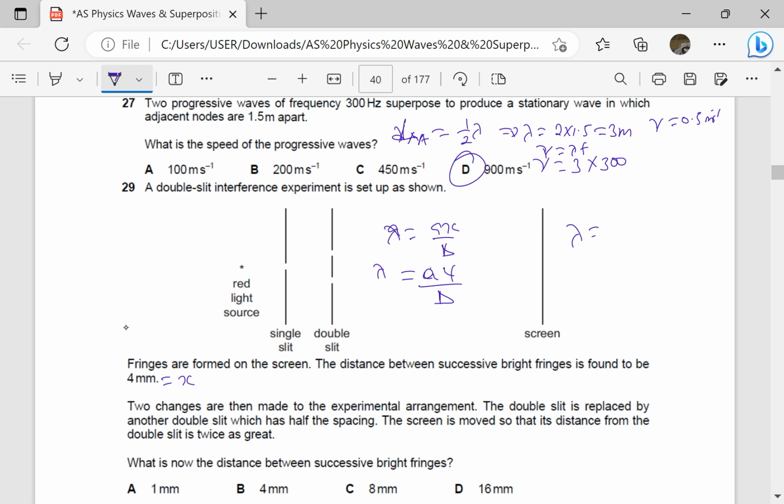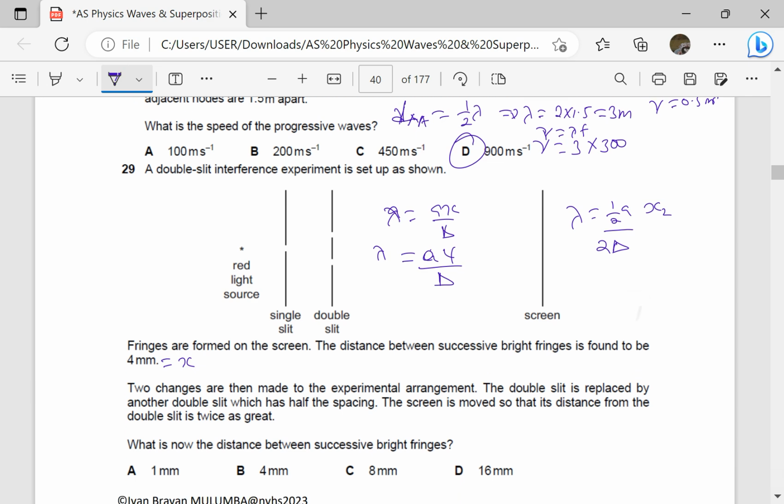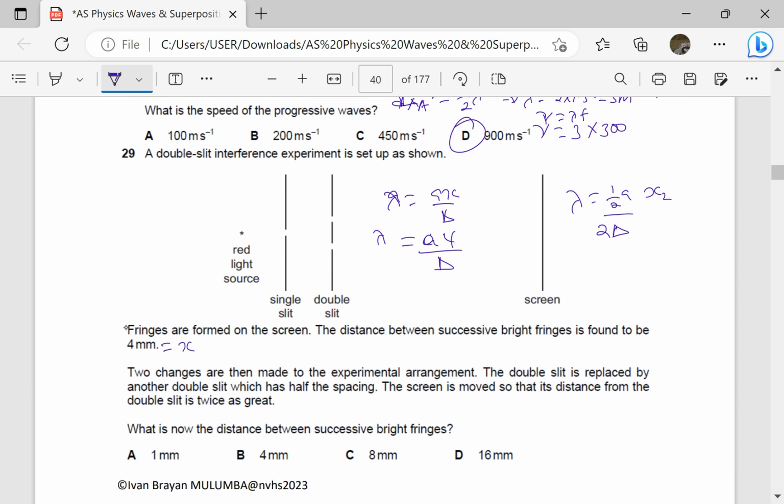Has half the spacing. So where there is A, I'm putting a half A. Then it means X must change. I will call this one X2. Half the spacing. The screen is moved so that its distance from the double slit is twice as great. So D is going to be twice as great. What is now the distance between successive bright fringes? What is the value of X2?